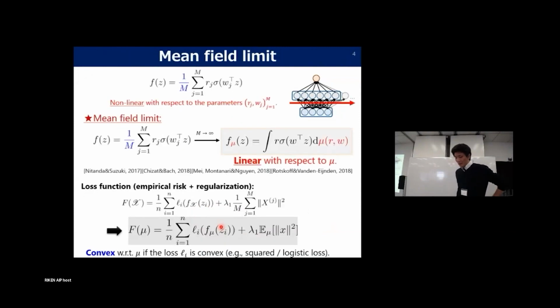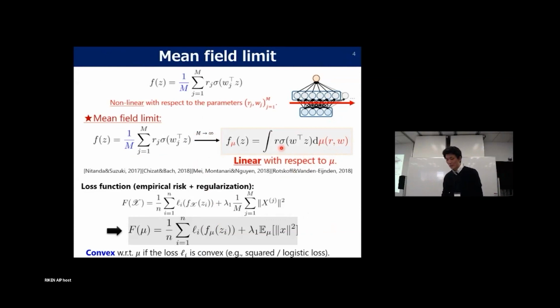Okay, to overcome this problem, we consider a kind of over-parameterization. We consider the very wide limit, the infinite limit of the width. We take the width m to infinity. Then maybe this finite average could converge to this integral. Here again, mu is a distribution of the parameters r and w.